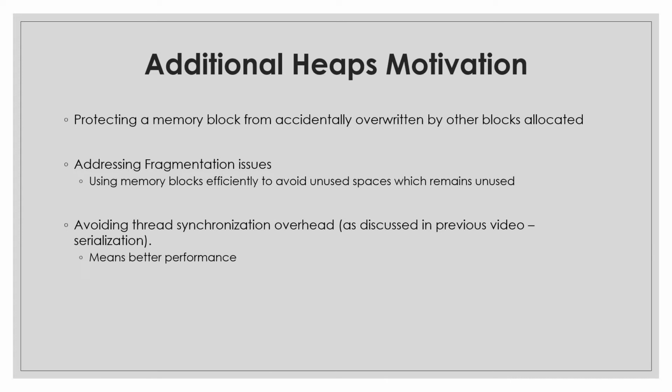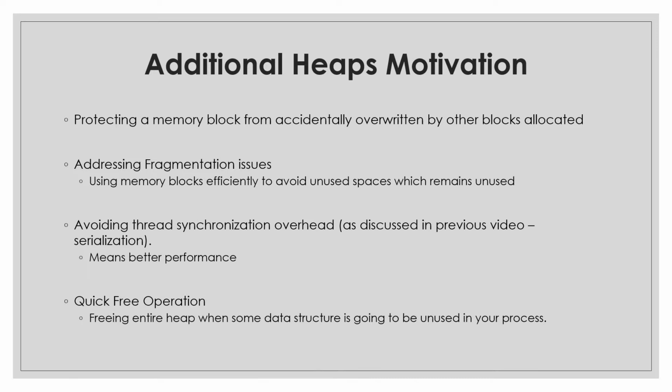Then the third motivation is that we want to avoid the thread synchronization overhead. If there are two threads in your program and both of them are trying to allocate memory on the heap at the same time, then one of the threads will be stopped until the other thread is done with the memory allocation. So this thread synchronization is also a performance overhead. With the help of additional heaps, we can minimize these synchronization issues, so better performance can be ensured.